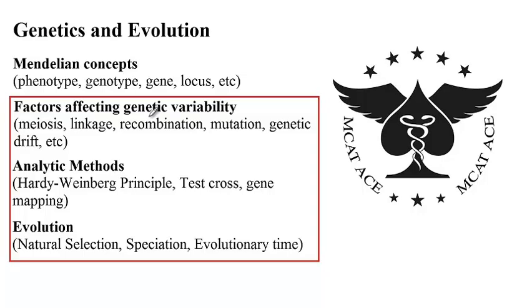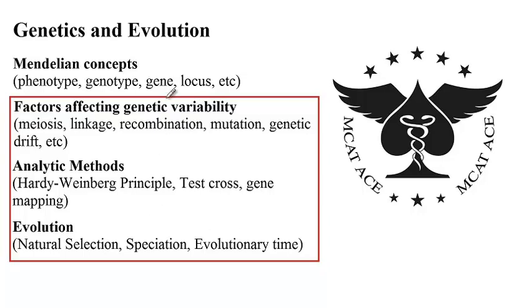So in the first lecture we've discussed the Mendelian concepts. We went over the principle of gene mapping based on the frequency of crossovers or recombinations between two genes, and we also discussed mutations, different types of mutations, gene mutations versus chromosome mutations that can affect genetic variability.